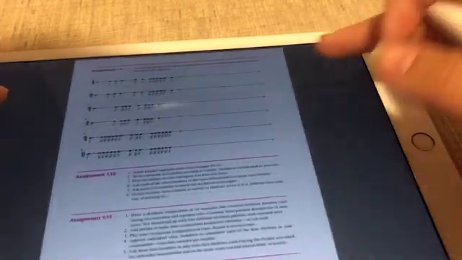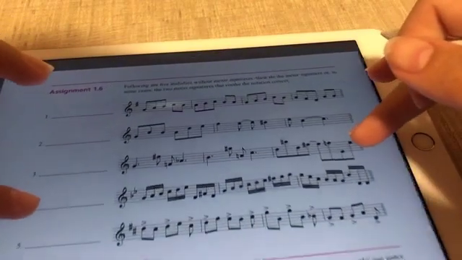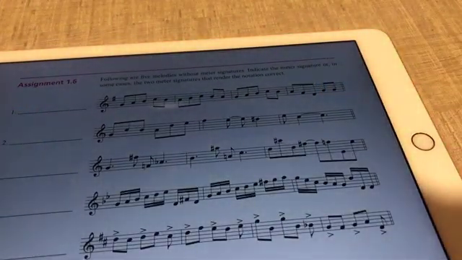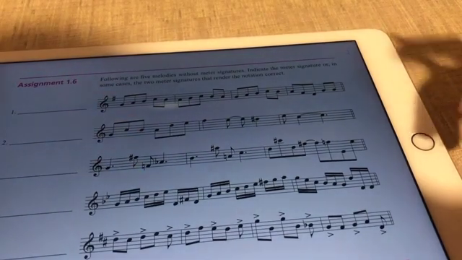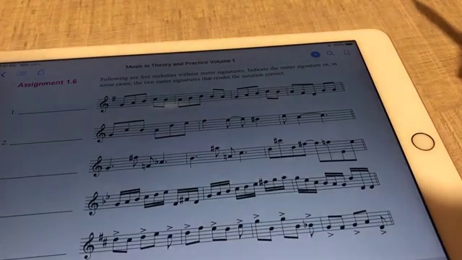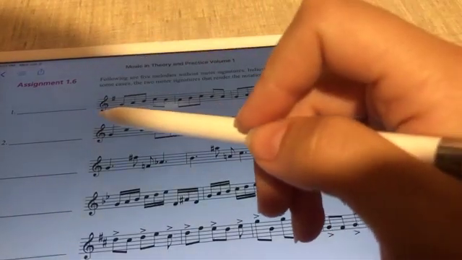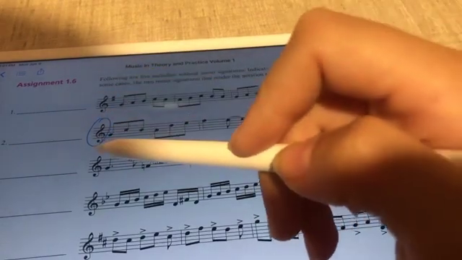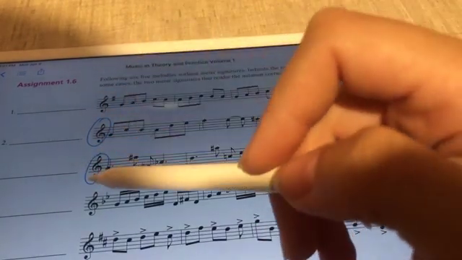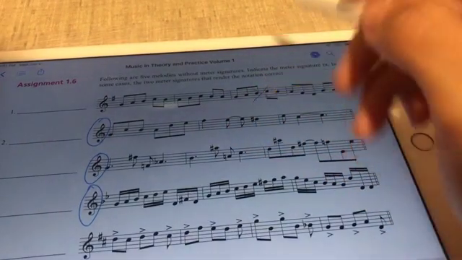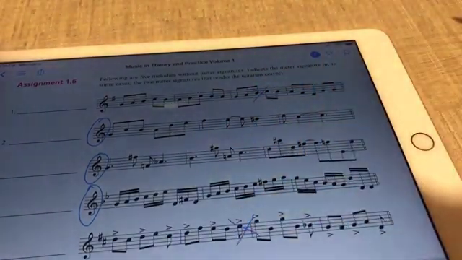The next exercise I would like us to look at is assignment 1.6. So I'm going to explain it, and I would like you to do it for next time at home. So we're only going to be doing this one, and this one. Only these. These ones you're not responsible for.